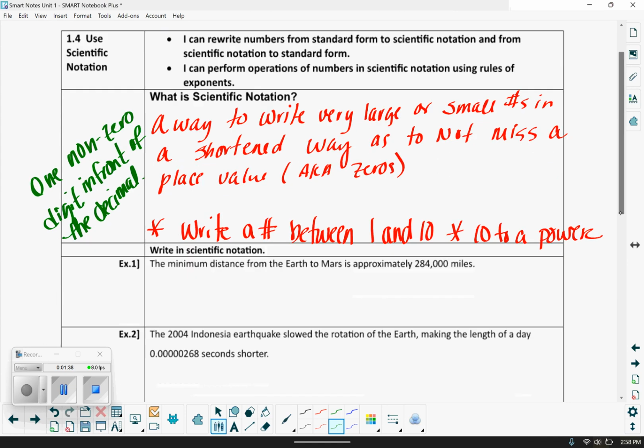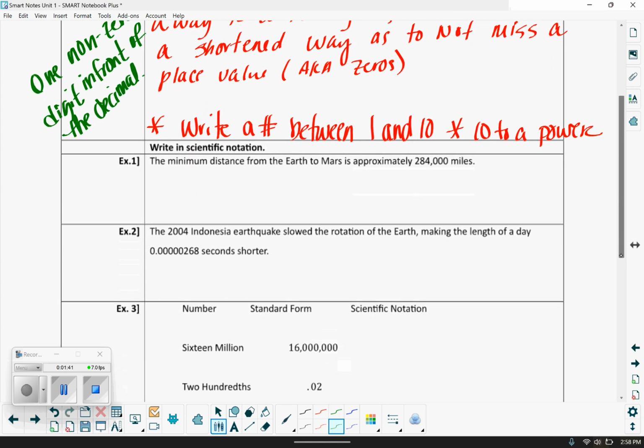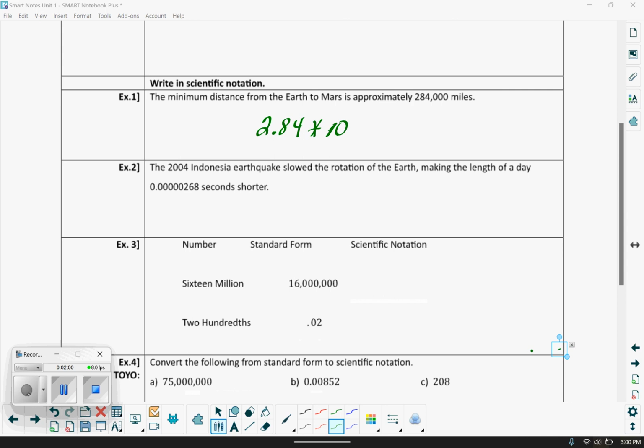So for instance, this first one, the minimum distance from the Earth to Mars is approximately this far. Well, this is a large number, okay? It's bigger than 10, right? So I'm going to say 2.84 times 10, and this is where I have to work out what that power is going to be. I'm going to move my decimal. Currently it's at the end. I'm going to move it 1, 2, 3, 4, 5 spots. It is a big number, so it's going to be to the 5th power. So big numbers, positive exponents.